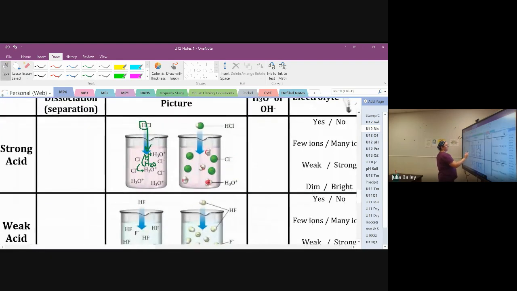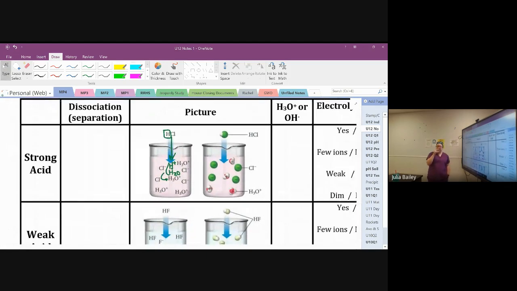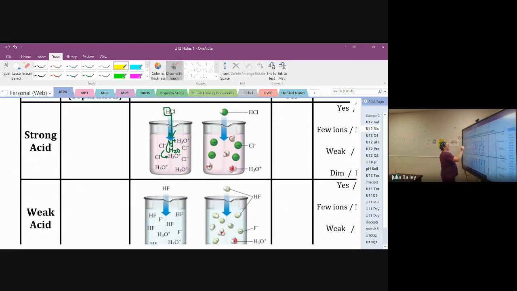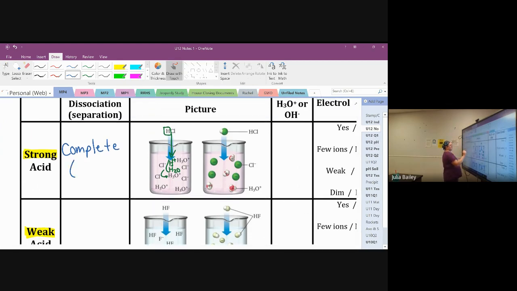The thing is that some acids and bases break up really well, and some of them do not. And we have words for this. We call this strong and weak. In chemistry, the words strong and weak do not mean what you would think they mean in a lot of other contexts. Strong means they break apart really fully. So a strong acid's dissociation is complete. It fully dissociates, 100% separation.